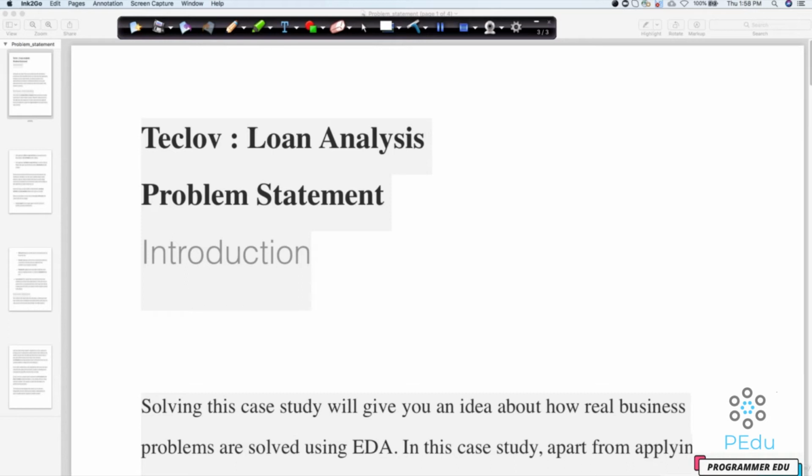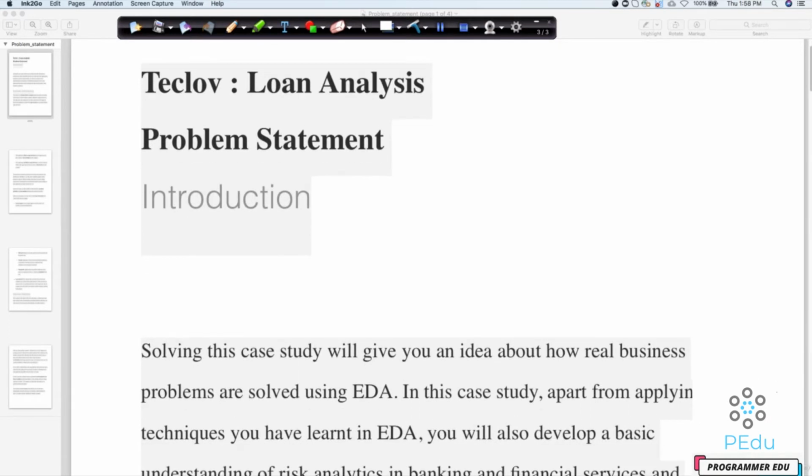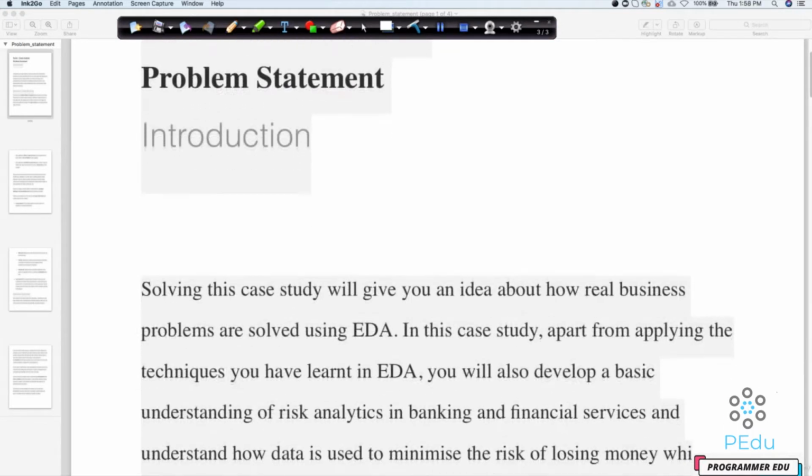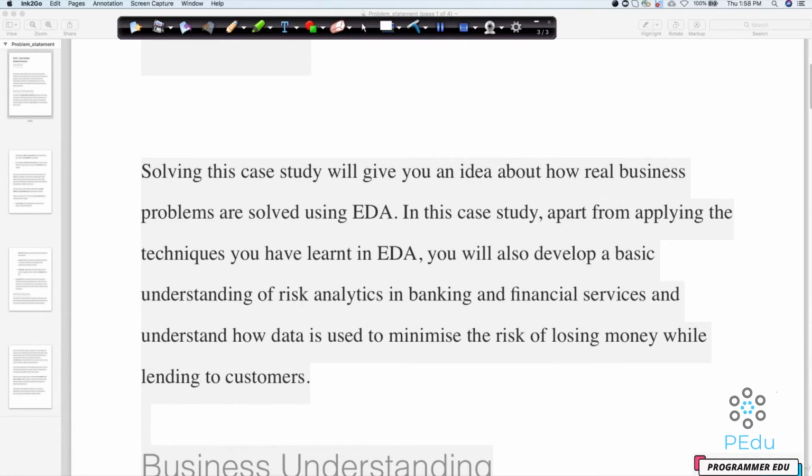So let's look at the second case study, which we are going to work on. It's going to be kind of a loan analysis. In this case study, we are going to majorly focus on exploratory data analysis. Whatever sections you have learned from there, we're probably going to use. This will give you an idea of how real business problems are usually solved by just looking at the EDA. Here also we are not going to use any sort of machine learning. It will be completely an EDA based project.